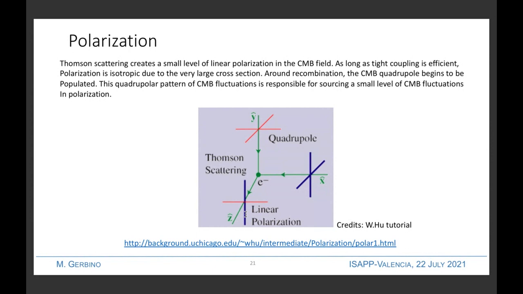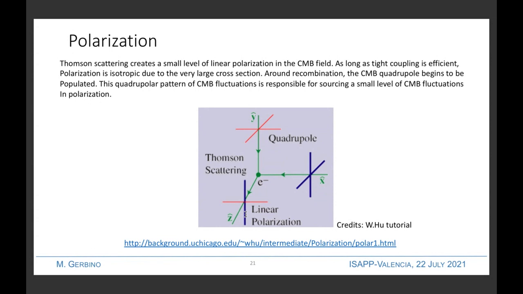a quadrupolar pattern, so the quadrupole term in the Boltzmann hierarchy for CMB photons, is responsible for the generation of linear polarization in the CMB. But we have seen that if we are in the tightly coupled regime, what really matters is just the monopole term and the dipole term, so the first two terms in the Boltzmann hierarchy. Therefore, as long as we are in the tightly coupled regime, we cannot source any polarization pattern because we don't have a large enough quadrupolar term that can be the source of CMB polarization. So CMB polarization is only sourced when we have a non-negligible quadrupolar term in the hierarchy of the Boltzmann equations.